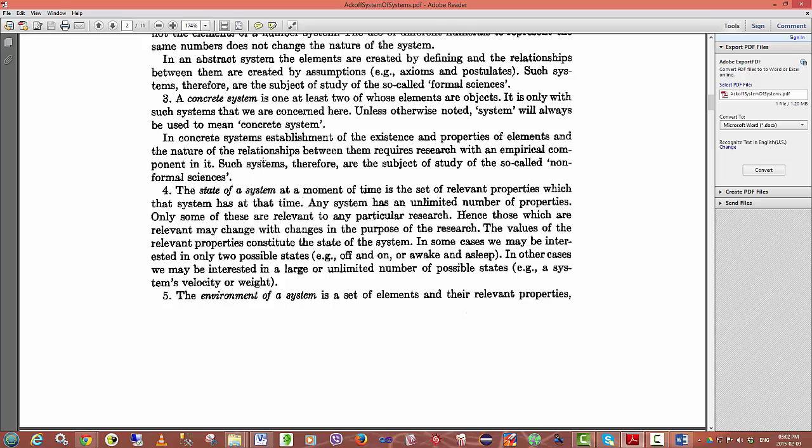So systems, in systems theory, as we are using it in terms of organization, you must be able to have properties, and you must be able to note elements that will be part of the relationship between objects. The state of a system at a moment of time is the set of relevant properties which that system has at that time. Any system has an unlimited number of properties, but only some of those are going to be relevant to a particular research objective. Okay.